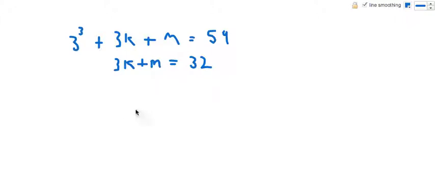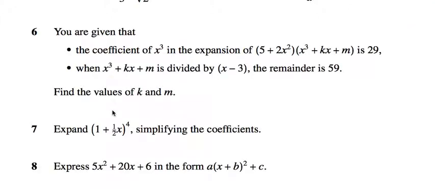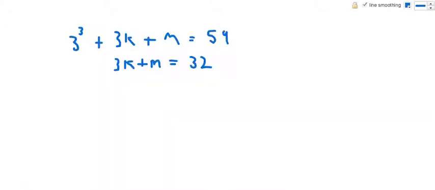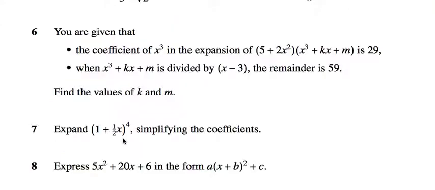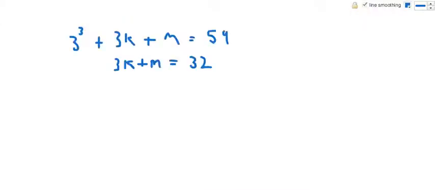So I've got two statements, 3k plus m is 32, and the other one, 2k plus 5 is 29. So straight away I can figure out what k is. k must be 12, isn't it? Because 24 plus 5 is 29, so k is 12. And if k is 12, it's 36 plus m is 32, m must be minus 4. So k is 12.